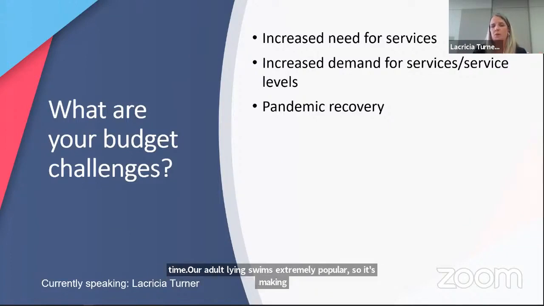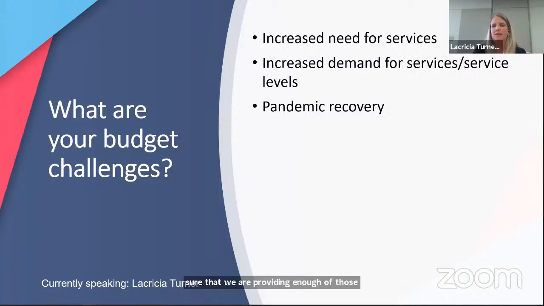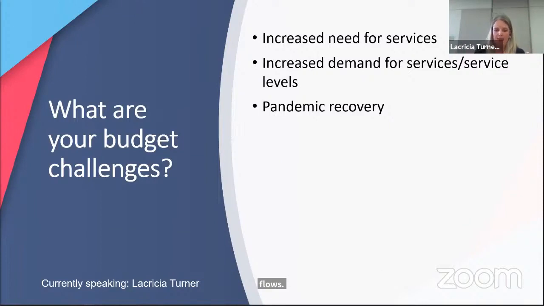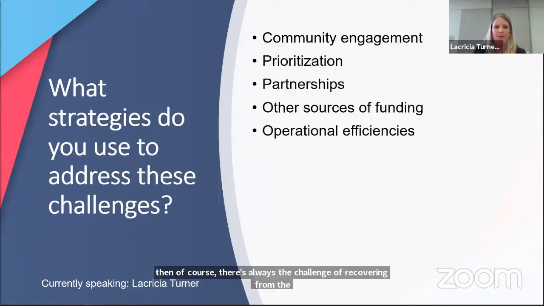Those are things we look at: the demand for services, and it fluctuates. It's up and down depending on the different programs and the different sports. Some years some sports are popular, and they might be popular for a certain amount of time, and then it ebbs and flows. That's probably one of the best examples I can give. And then, of course, there's always the challenge of recovering from the pandemic. If we can go to the next slide, please.